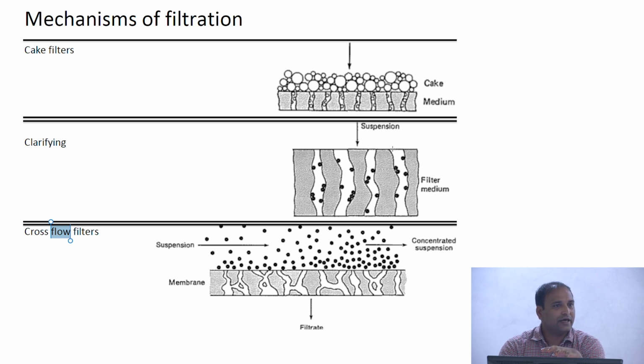The distinction between the cake filters and the clarifying filters is that the first is typically used for cases where you want to remove a large concentration of solids. The second one is used for cases where the concentration of solids in the slurry is very, very small. The other difference is that the size of the pores in the case of cake filters is mostly smaller than the size of the particles.